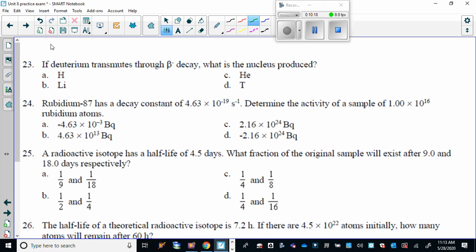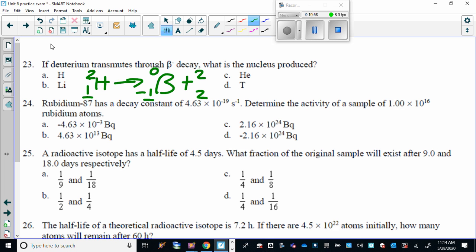Question 23. If deuterium transmutates by beta negative decay, what is the nucleus produced? Deuterium is hydrogen 2, and it goes through beta negative decay, and then it's just a question of balancing. If I have a 1 here and a negative 1 here, what must I have here? That's right, a 2. And what if I have a 2 here, a 0 here, I must have a 2 here.